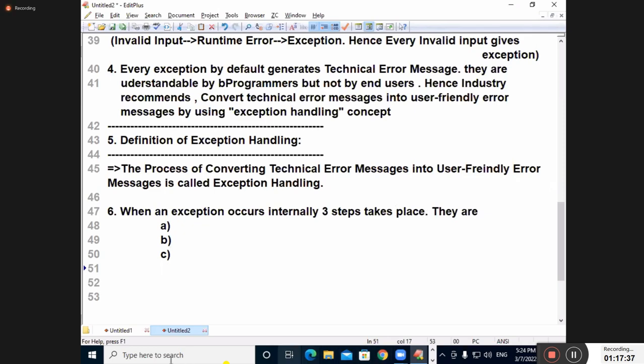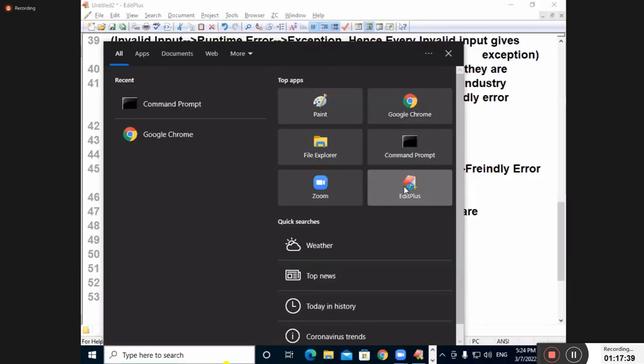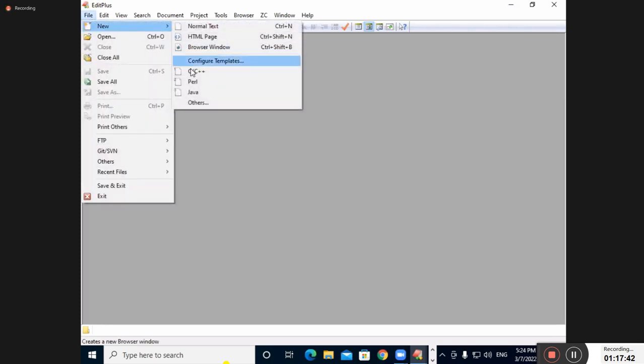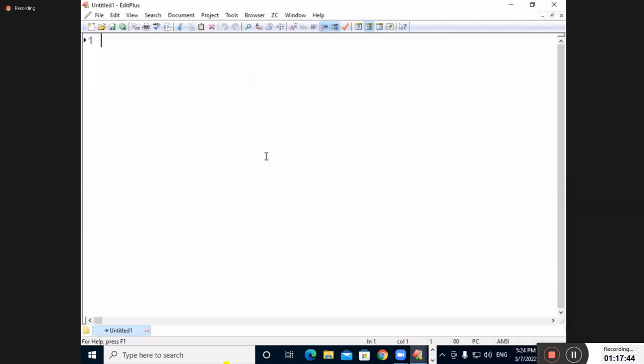Let us see programmatically. I will go to my program, students. With the program only, I will speak everything. See, students. Example1.py. A is equal to 10, B is equal to 0, C is equal to A by B. I say print of program execution starts.